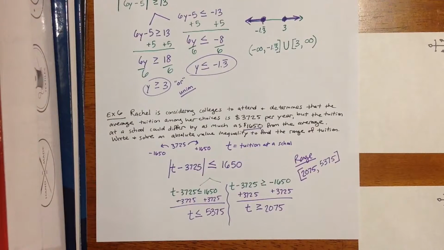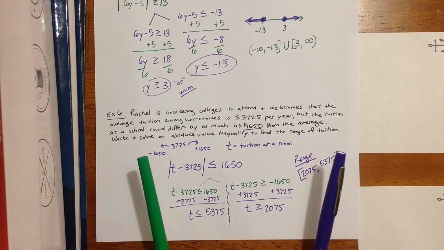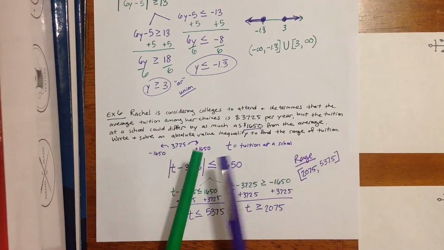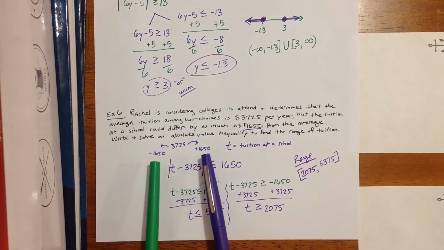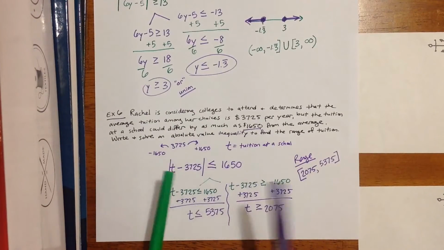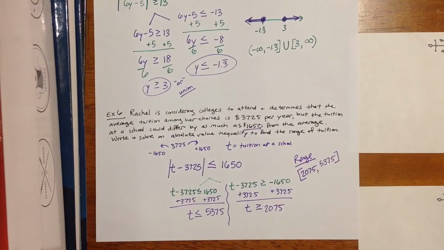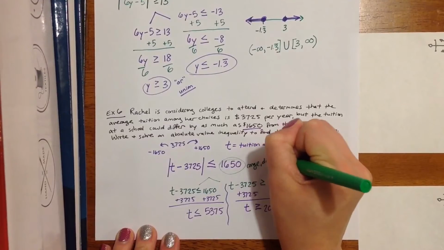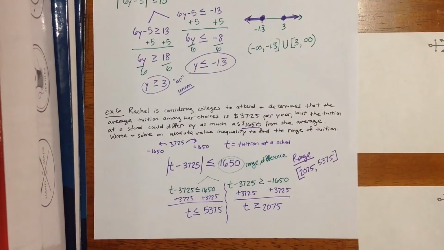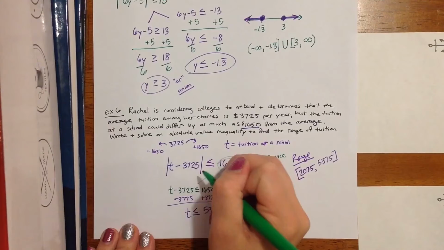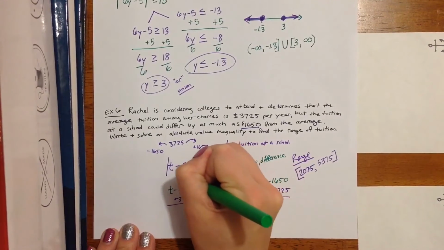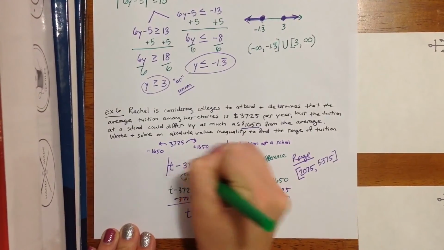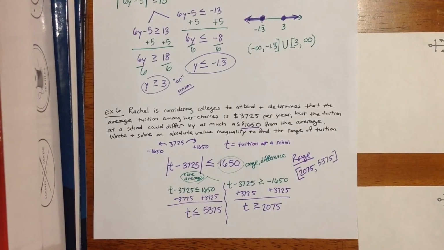So that is the end of section 6, all about solving compound and absolute value inequalities. Again, this problem itself could have been solved a lot quicker just by adding and subtracting 1,650, but this is a good pattern to use to solve more complicated problems. Remember the 1650, this was the range or the difference in the situation, and the 3,725 is more of the core value, the average that was used. So that's a good system to go by. So there is section 6, and we will talk about this more in class.